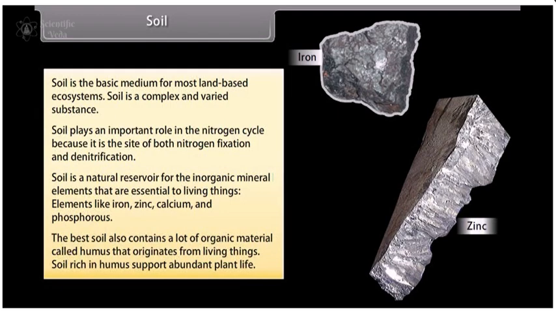The best soil also contains a lot of organic material called humus that originates from living things. Soil rich in humus supports abundant plant life.